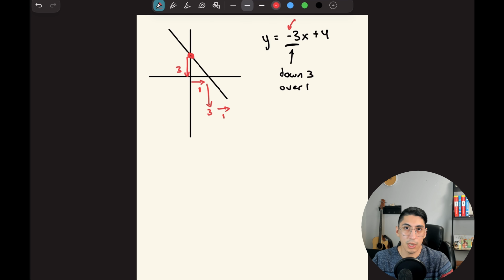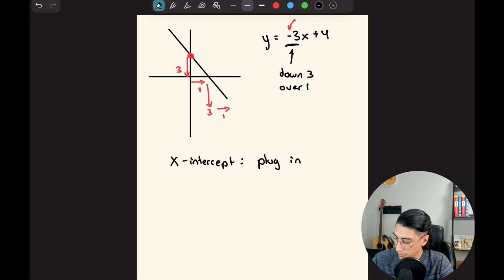Now, there are two intercepts that are extremely important to know always. There's the x-intercept and the y-intercept. You find these the same way in any question at all. So we have the x-intercept. To find it, you plug in 0 for y, my bad. And then for the y-intercept, you plug in 0 for x.